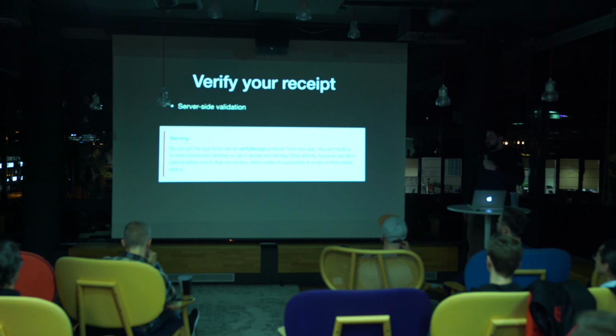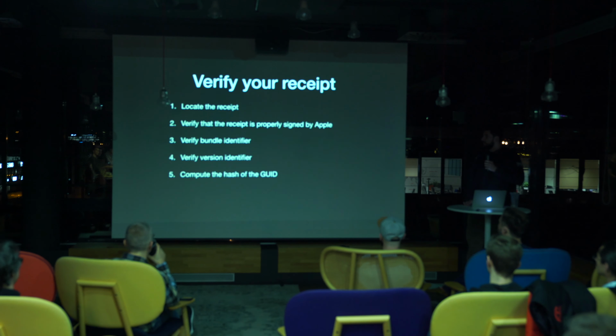But when you don't use a server, there is one big warning. Apple recommends not using server-side validation, because there can be a man in the middle, and you shouldn't call this POST request. When you verify your receipt locally, you should go through these five steps: locate the receipt and verify it exists, verify the receipt is properly signed by Apple, verify the bundle identifier, verify the version identifier, and compute the hash of the GUID.